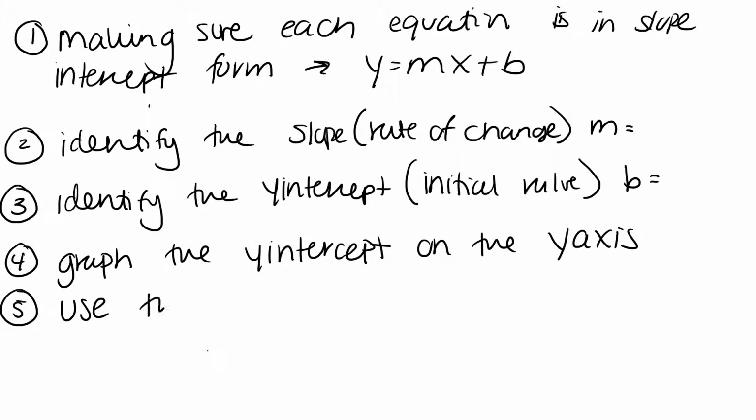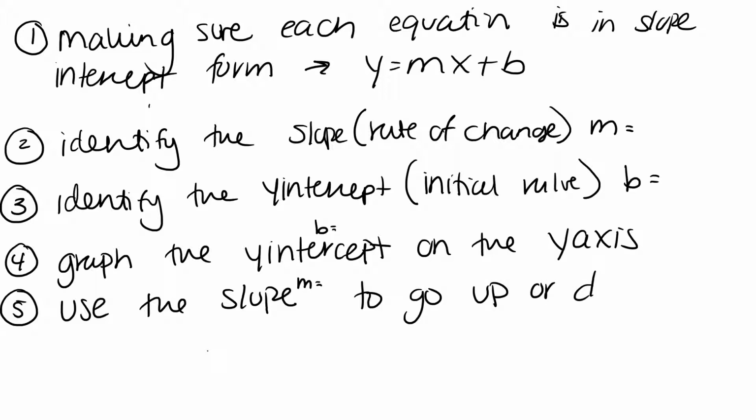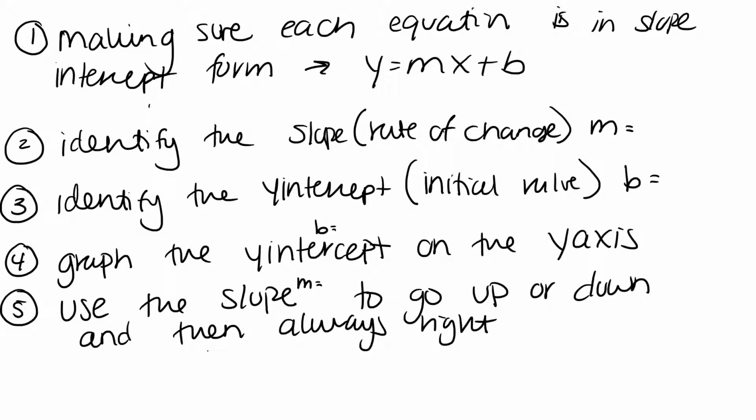We use the slope, that's the m equals, to go up or down, and then always right. Up represents positive, down represents negative.